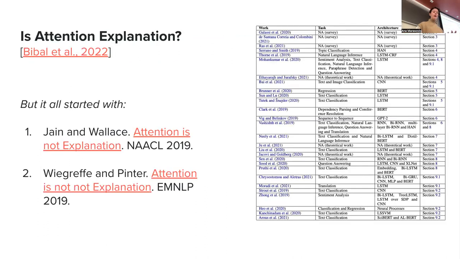So this was appealing, and for a while there was also an obsession with understanding whether these kinds of explanations are faithful or not, whether they are really the reason behind the model's prediction. So this is an overview of all of the works that have followed up since the work by Jain and Wallace that said attention is not explanation, and then the follow-up, attention is not not explanation.